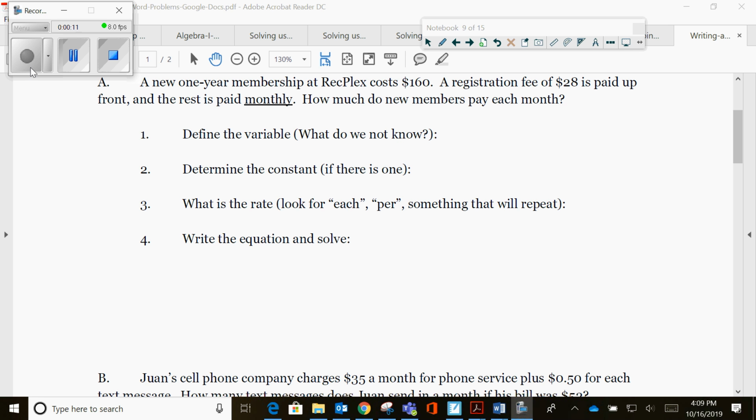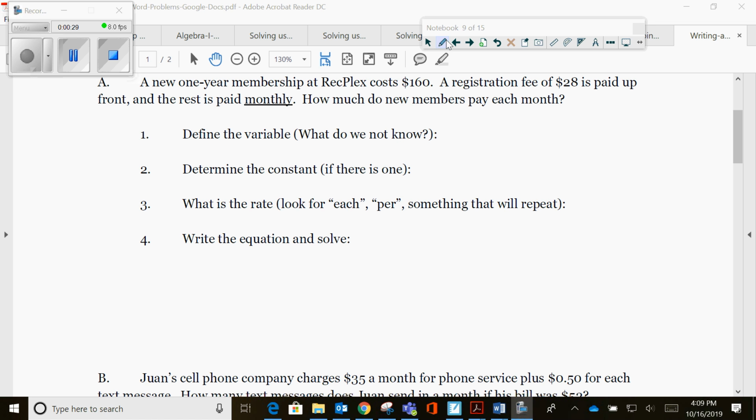It says a new 1-year membership at RecPlex costs $160. The registration fee of $28 is paid upfront and the rest is paid monthly. How much do new members pay each month?